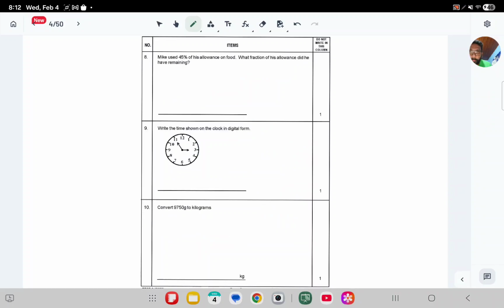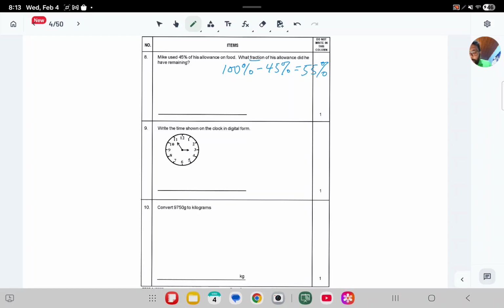Number 8, Mike used 45% of his allowance on food. What fraction of his allowance did he have remaining? So we know the total as a percentage is 100%. So to find out the remaining percentage, it will be 100% take away the 45%. And that will leave us with 55%. But the answer asked for is a fraction.